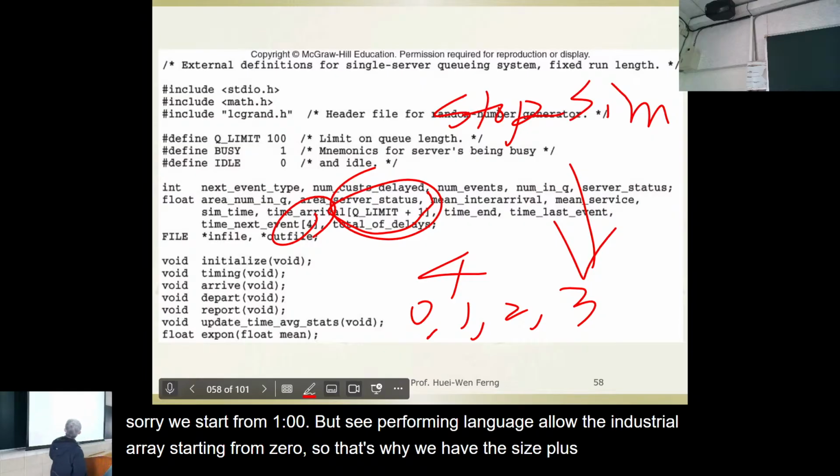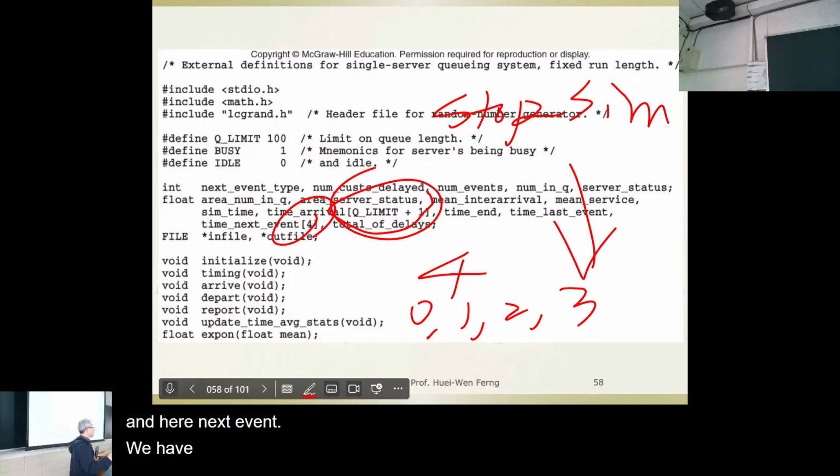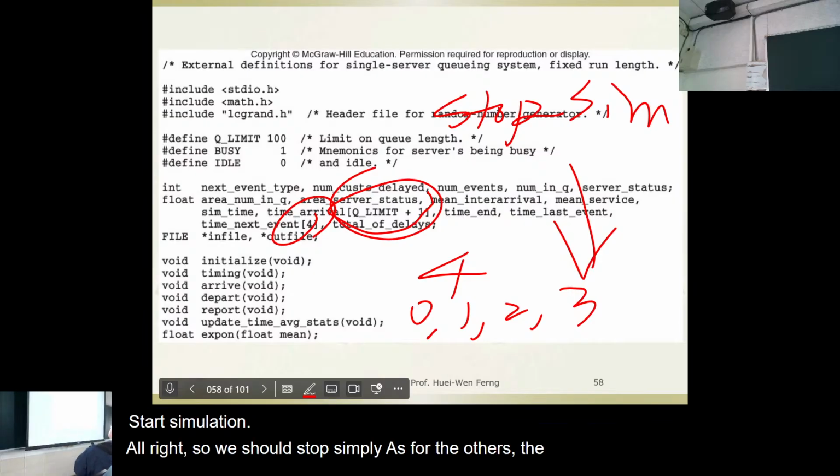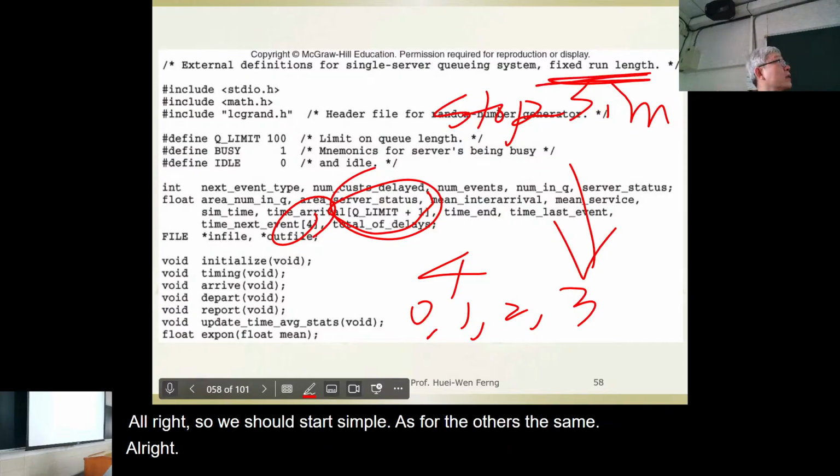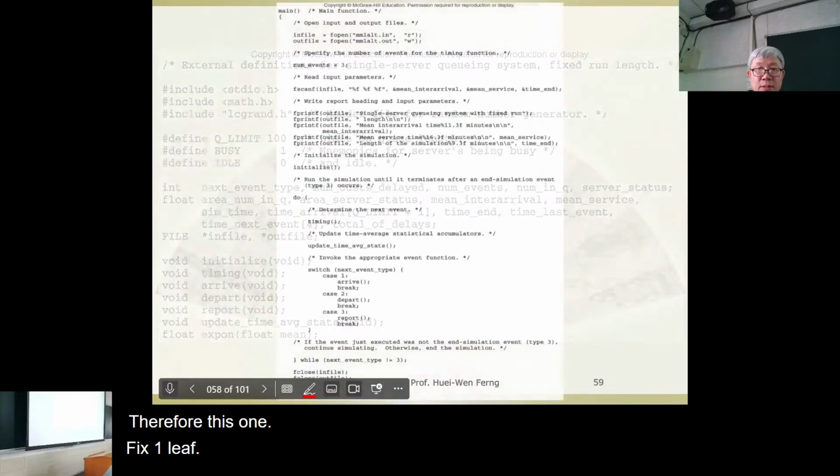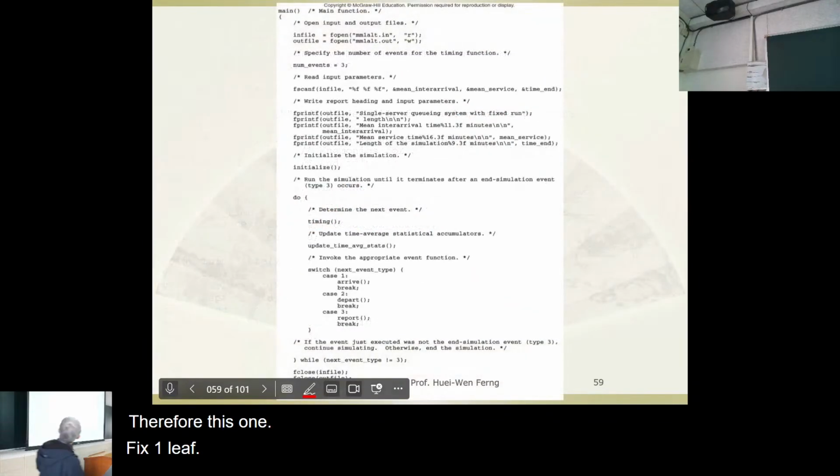Alright, and here, next event, we have 4, meaning 0, 1, 2, and 3. 3 means start simulation. Alright, so we should start simulation. As for the others, the same. Therefore, this one, fixed run length. And here, maybe somewhat smaller.